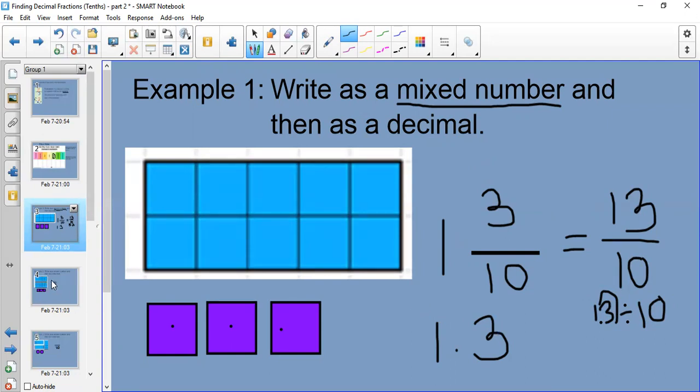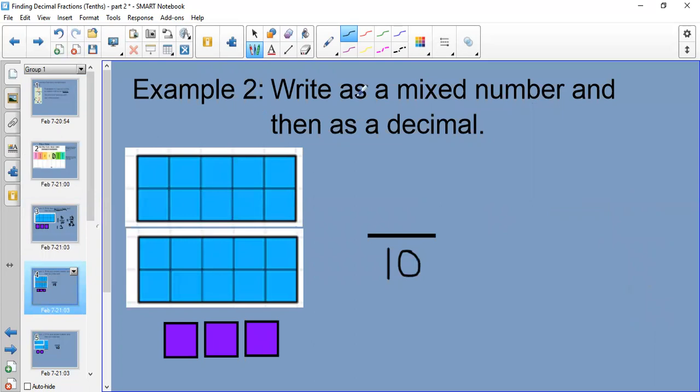Let's look at another example. Example number 2. Write as a mixed number and then as a decimal. How many whole parts of 10 do we have? We've got 1 here and 1 here. So in total, we have 2 whole parts of 10, okay?